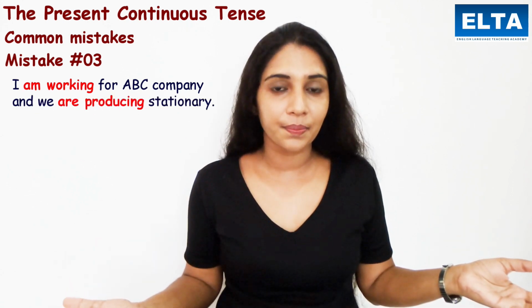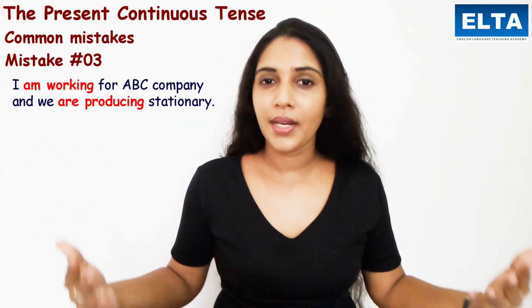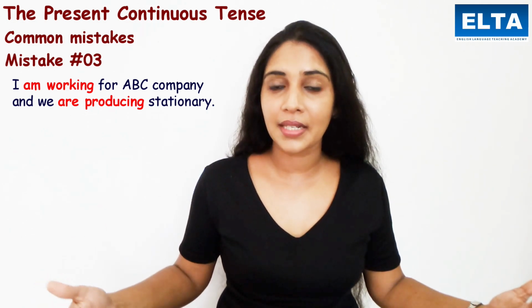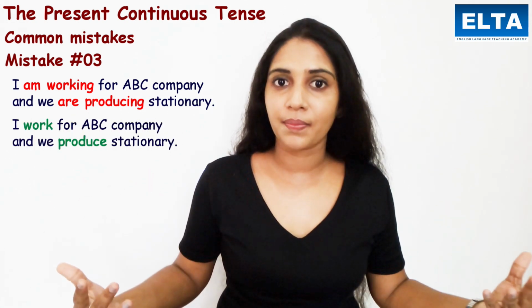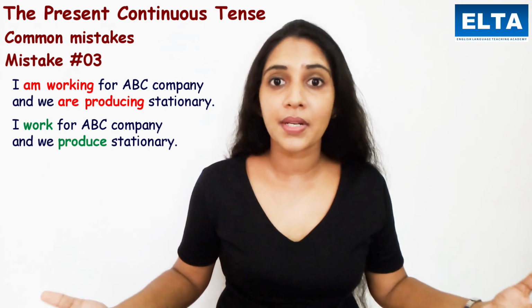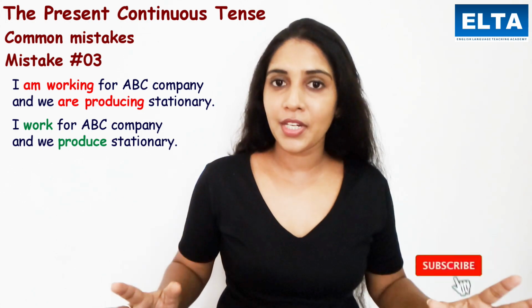Mistake number 3. Talking about one's career, I've heard many people saying, I'm working for ABC company and we are producing stationery. Both the sentences are incorrect. Because when you say, I'm working for ABC company, it is not something temporary. It's some permanent situation. So you have to correct it: I work for ABC company and we produce stationery. Stationery can be the main product of your company. So you have to use the simple present tense.